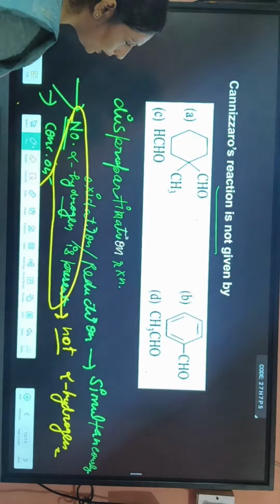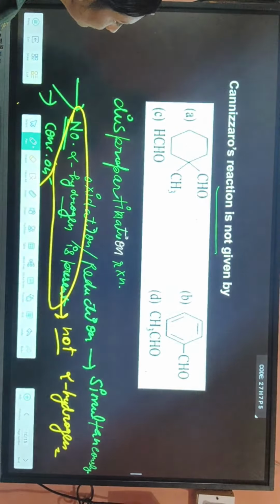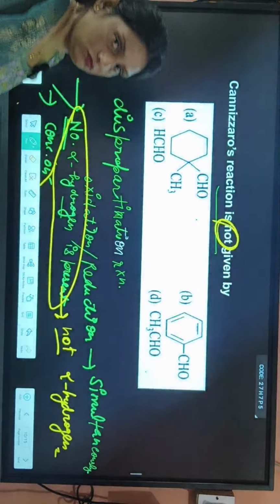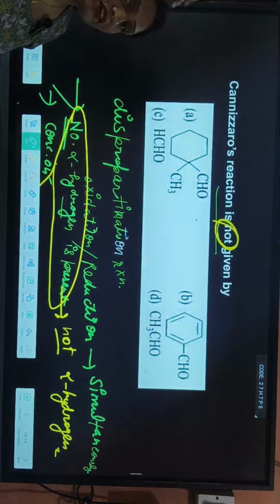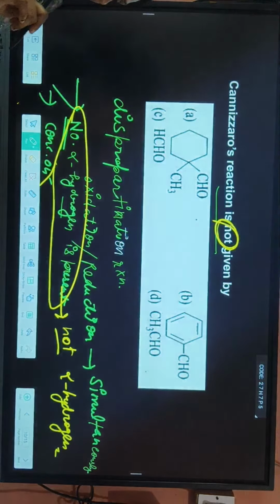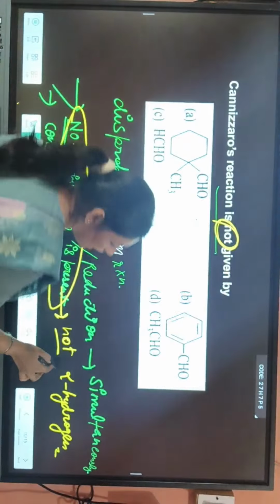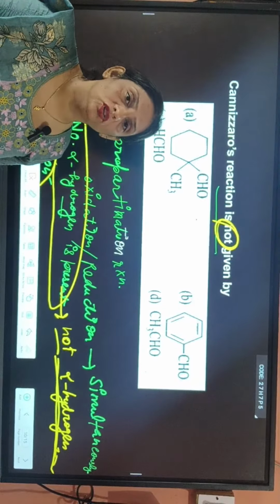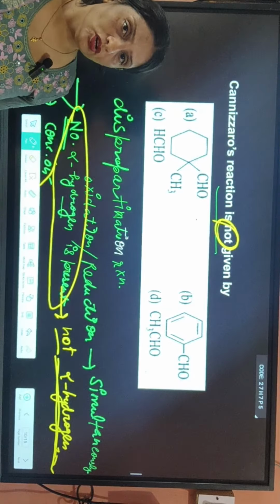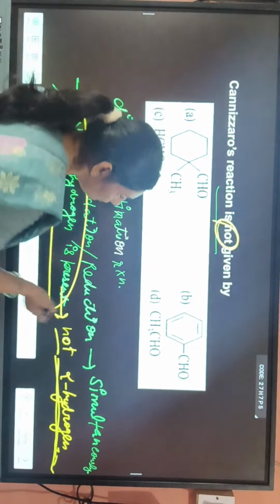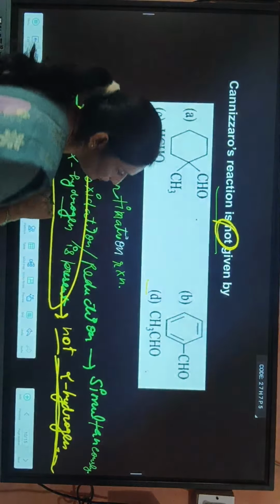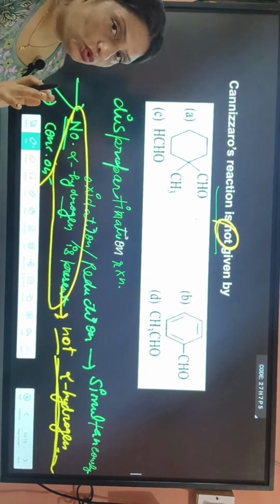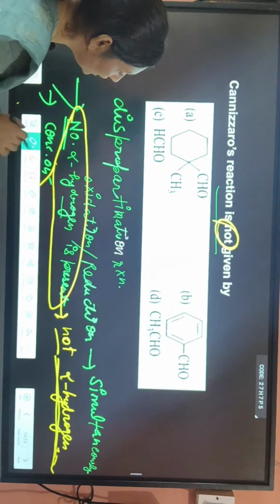So see, in some compounds alpha hydrogens are not present, but the question is asking about not given. He is not asking who is giving the Cannizzaro reaction. The carbonyl compound in which alpha hydrogens are not present will give the Cannizzaro reaction. Yes or not? But if alpha hydrogens are present, then, students, it does not show the Cannizzaro reaction.